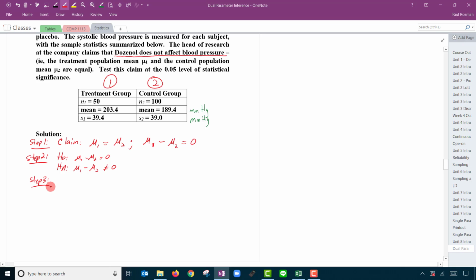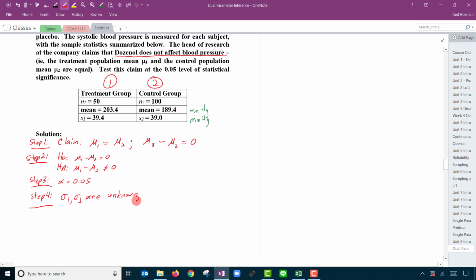Step 3, set your significance level. They said the probability of a type 1 error here is 5%. Step 4, check our assumptions. Do we know anything about sigma? No. We only know about S.